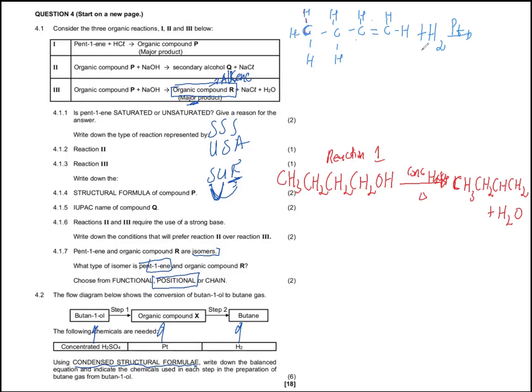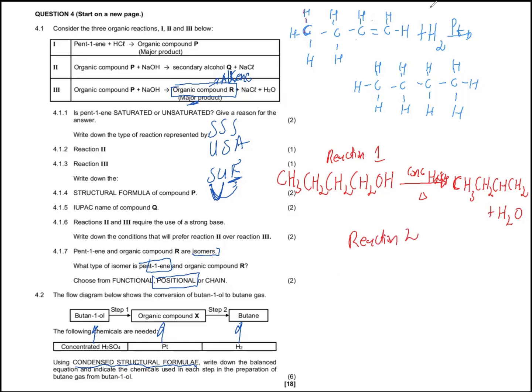Now, when it reacts with hydrogen, that means when this double bond breaks, the hydrogens will just fill in the spaces. So we have this. So breaking of the double bond, and then hydrogen fills in there. Another hydrogen fills in here. Right. So now we have the butane now. Okay. So how do we indicate it?